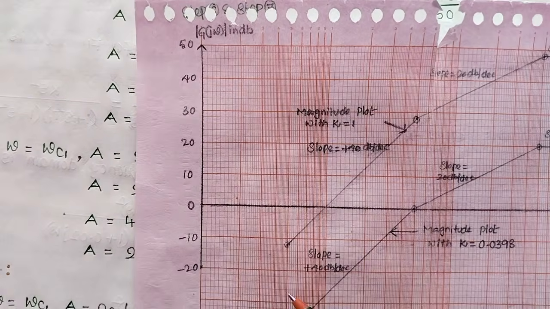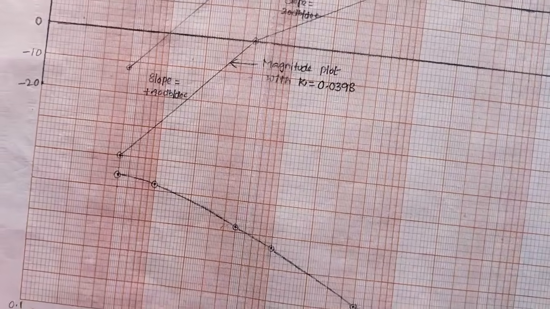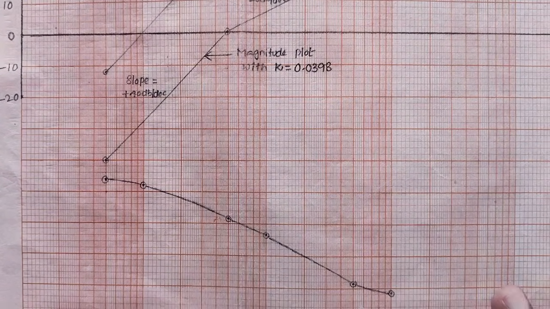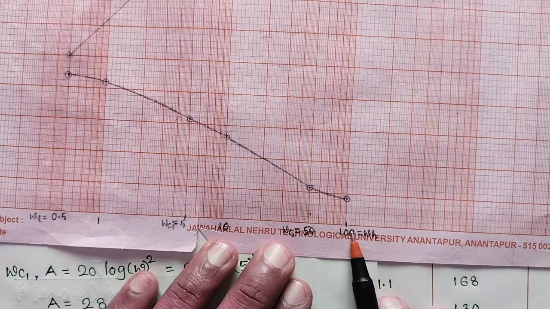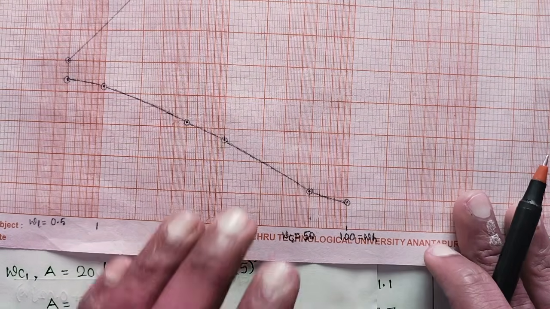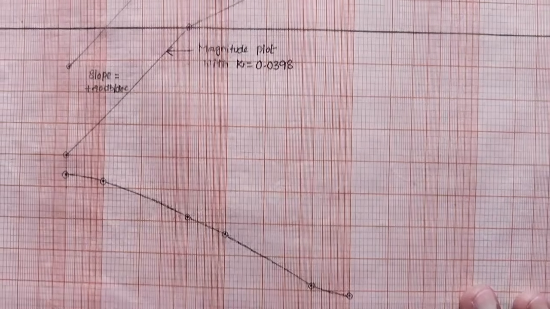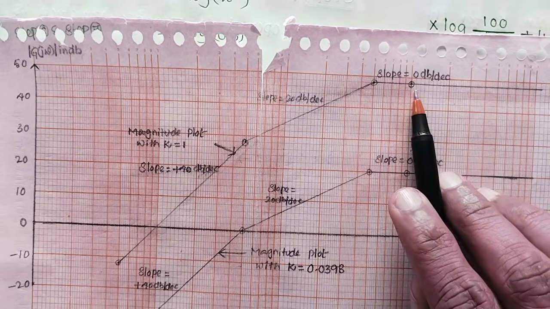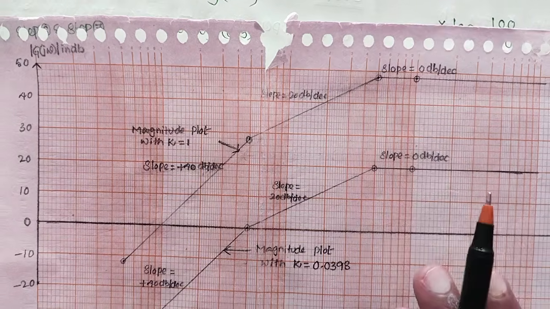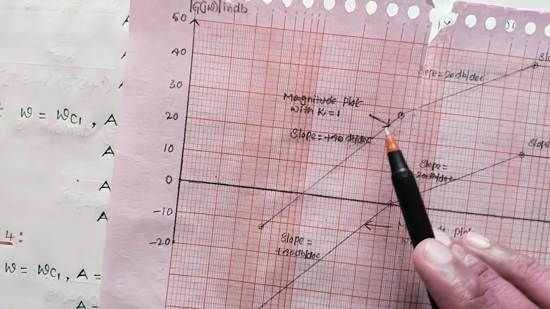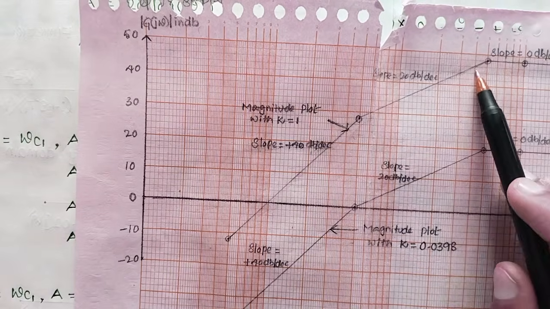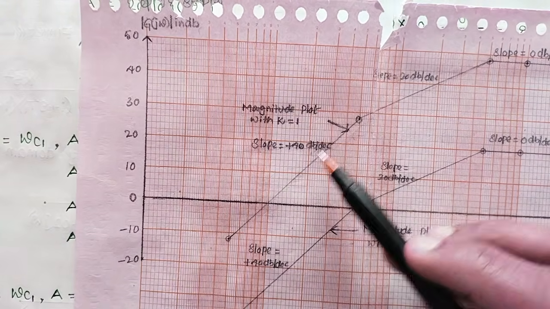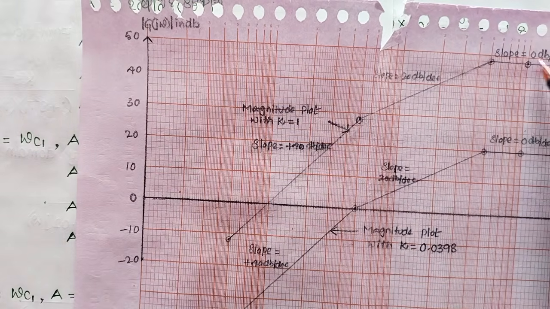Here, omega H is equal to 100 radians per second. At 100 radians per second, the value is again 48 decibels. Now we have to join these points with straight lines, this point and this point, and this point like this. After joining, you get the magnitude plot like this.